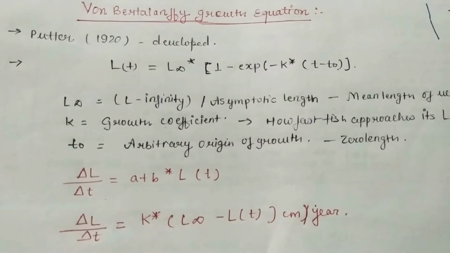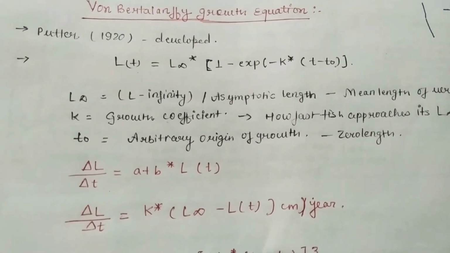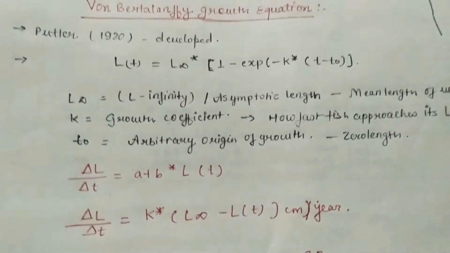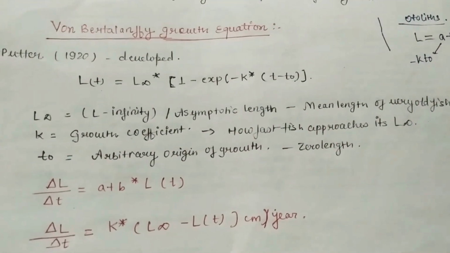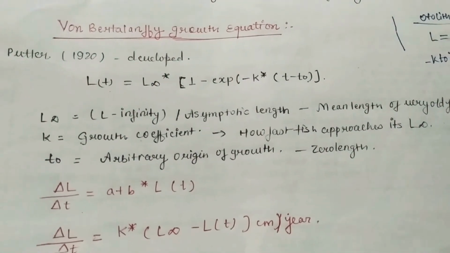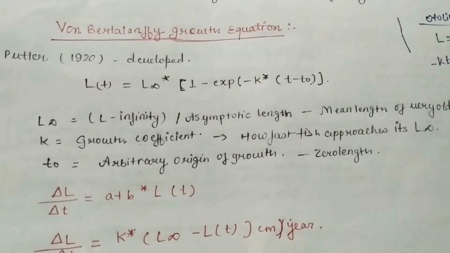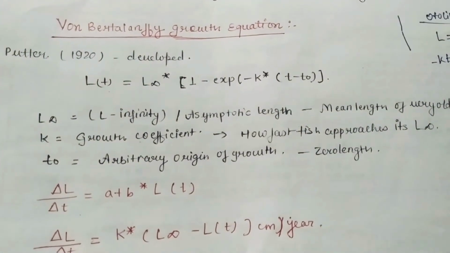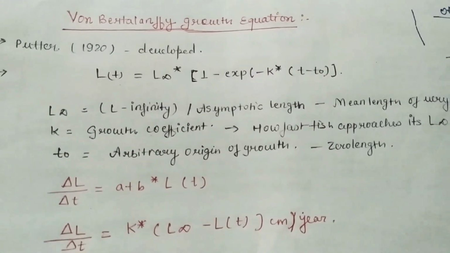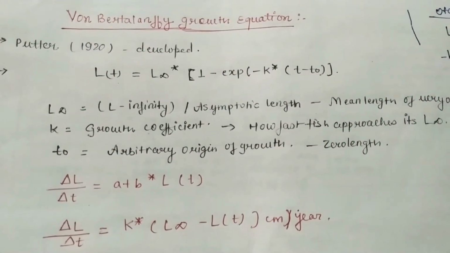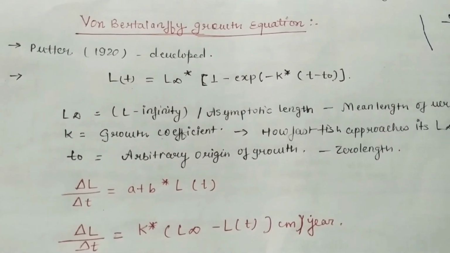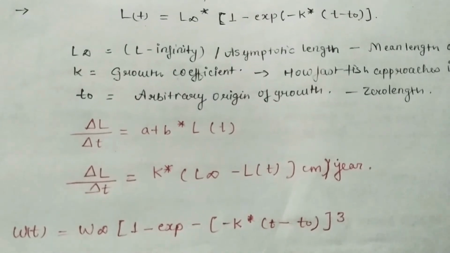In this, L infinity is the asymptotic length. We have seen what asymptotic length is. It is the mean length of very old fish. If a fish is allowed to grow for infinite time, then there is a mean length at which the fish stops growing, meaning that after that the fish won't grow. But in some cases, if a fish grows to a very old age, the fish may continue to grow even after that mean length, but in some cases it won't happen.